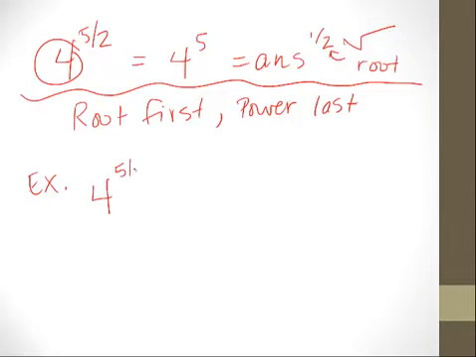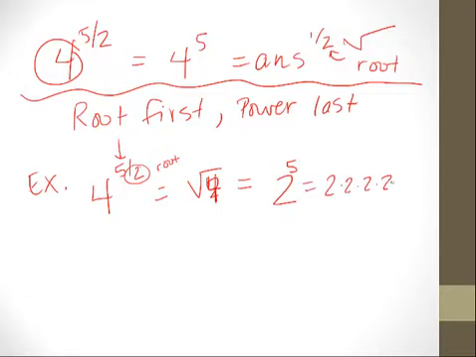4 to the 5/2 really truly means what's the square root of 4? So I was thinking of the answer. 4, that bottom one's a root, that means square root. The square root of 4 is actually just 2, and then we'll deal with this power of 5. So 2 to the 5th is just like this. So that's 16. 16 times 2 is 32.